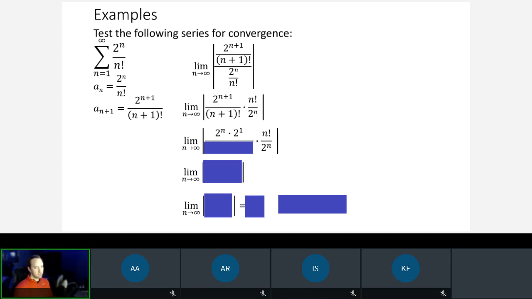So I rewrote that numerator on that first factor. I broke it down to 2 to the n times 2 to the first using our exponent rules that we reviewed during bell work. We good so far?